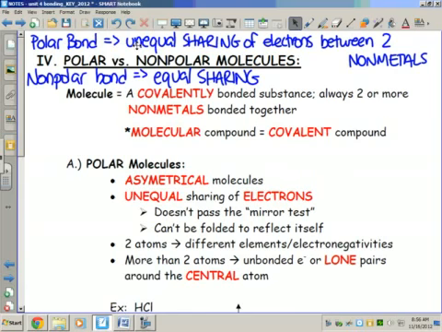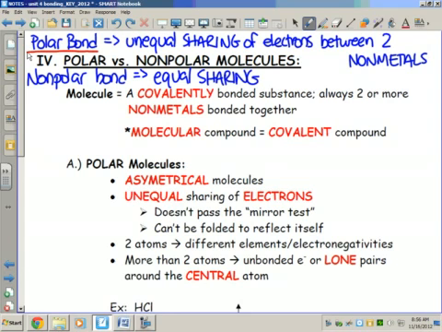In order to start the discussion on polar versus nonpolar molecules, we really need to make sure we understand the concept of polar versus nonpolar bonds. So I want everyone to write down what I have at the top of the page. We'll start by talking about what it means to have a polar bond.